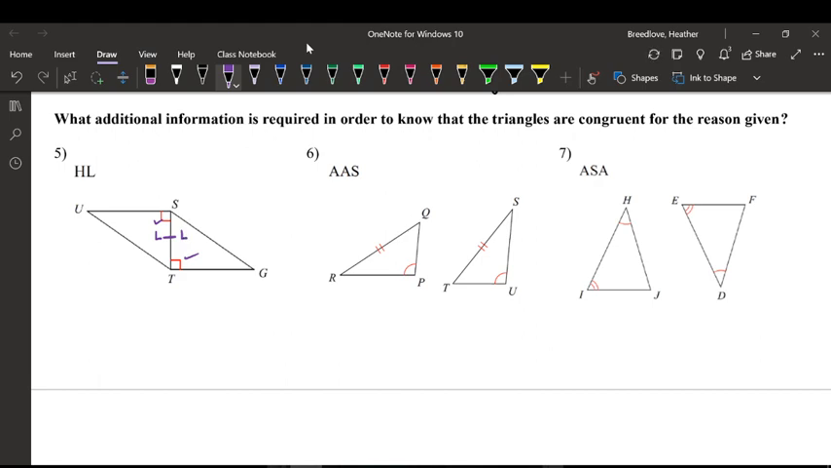So that means we need to know the hypotenuse. The hypotenuse is always across from 90 degrees. So we need to know that this side matches this side. That's what we need to know. So to write that, we would say we need to know that side PU is congruent to, now we match SG, we get them in the same order. PU, we need to know that PU is congruent to SG, which gives us the hypotenuse.